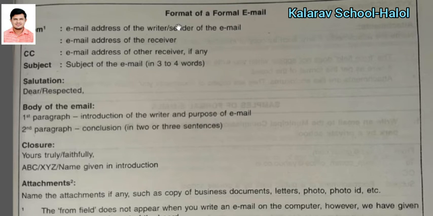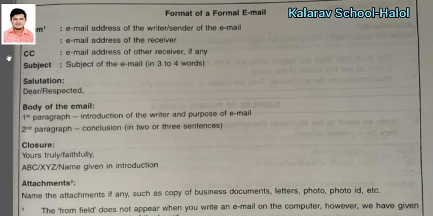There are two types of email: formal email and informal email. Number one is the format of a formal email. First of all, you have to write the email address of the writer or sender, the one who is writing or sending this email. Two, the email address of the receiver. CC, the email address of the other receiver, if any.